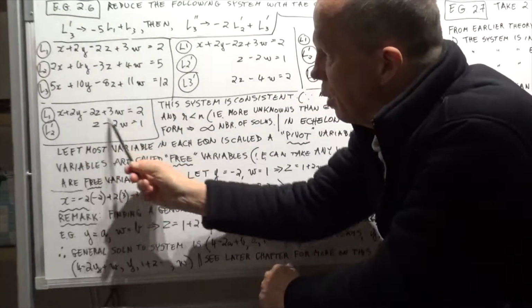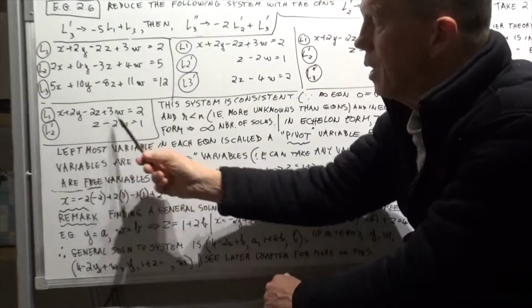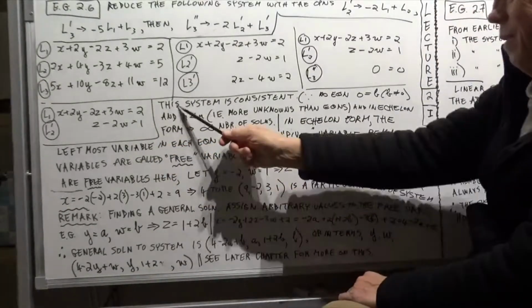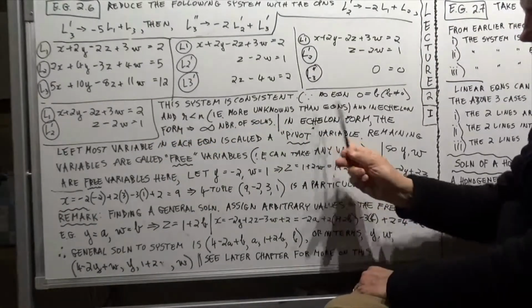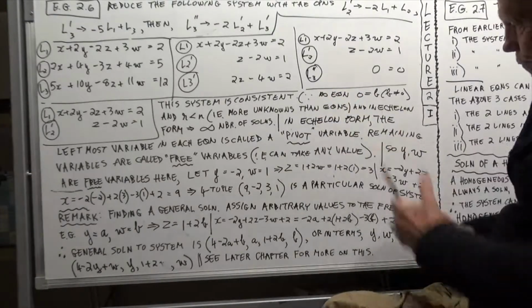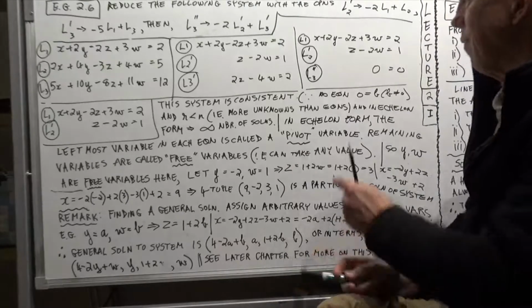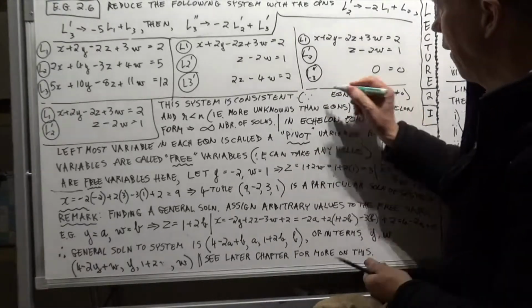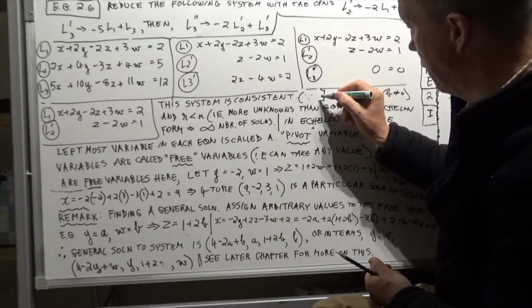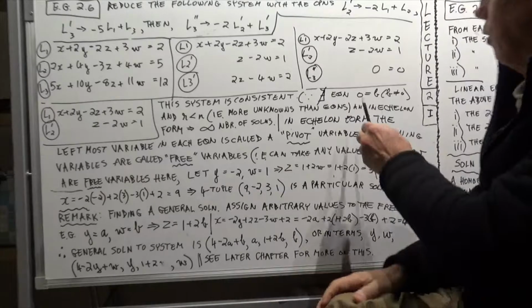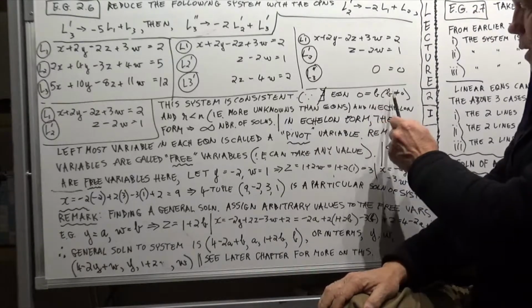Now this is not 0, right? So each equation is consistent, therefore the system is consistent. The system is consistent because there is no equation of the form 0 equals b, where b is non-zero.